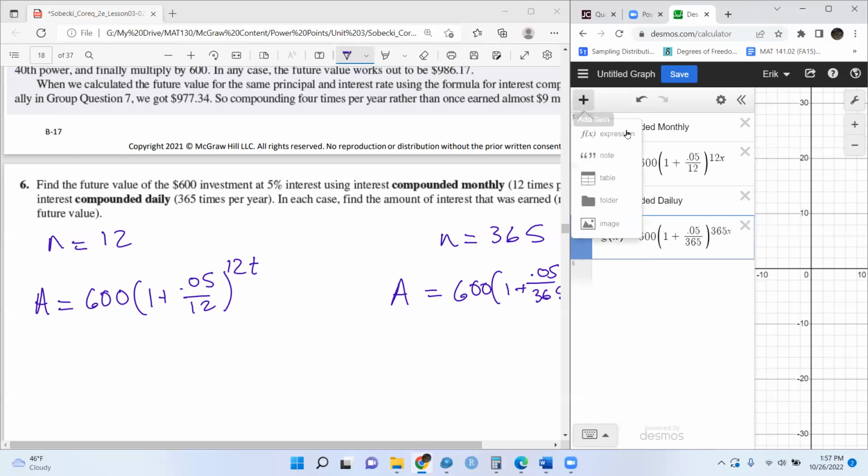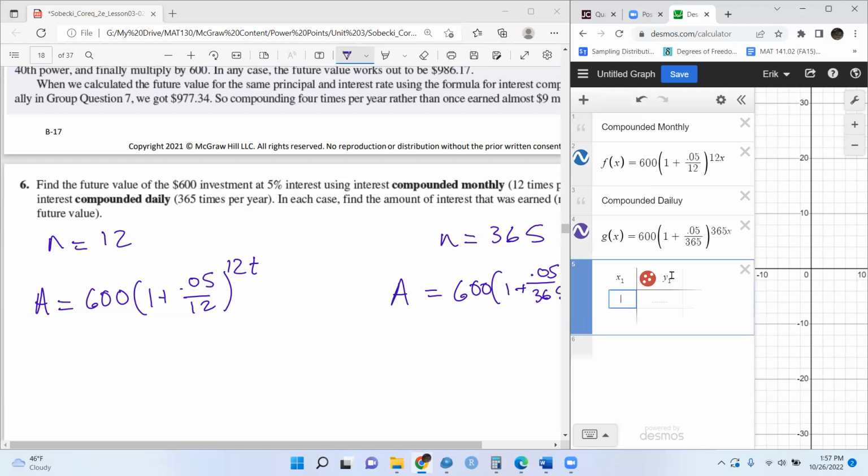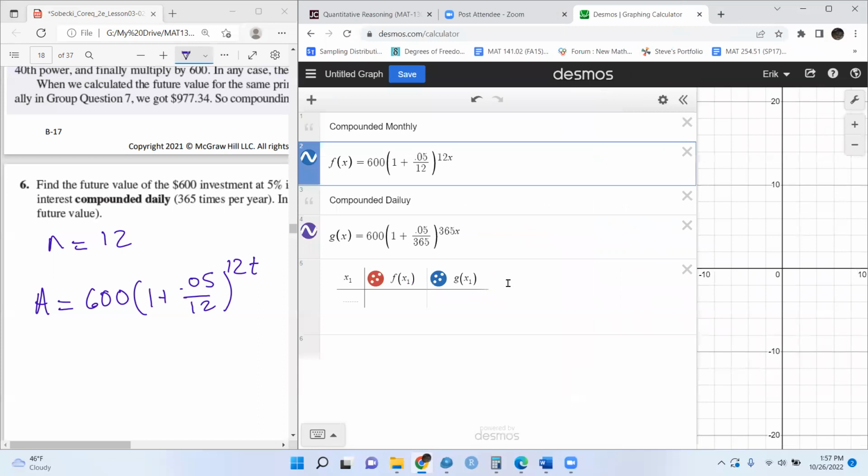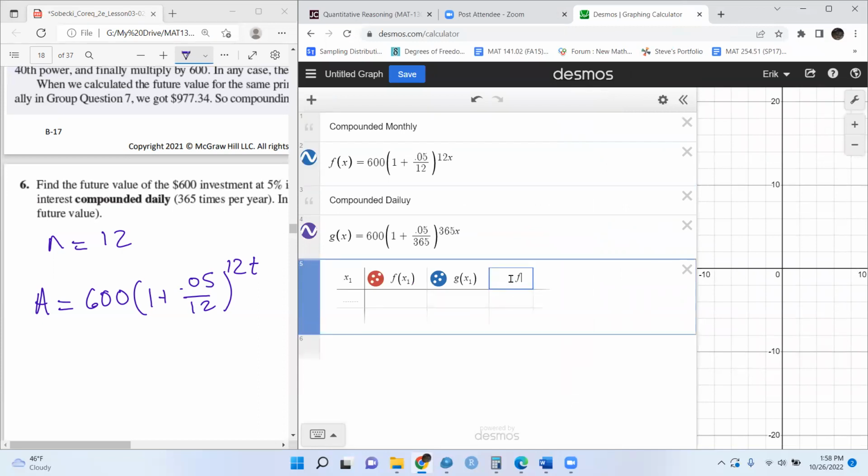And then I'm going to create a table. We're going to do f of x1, g of x1, and then I think I also want to do the subtraction. Well, actually, the g of x is going to get us a little bit more money. So let's make it so it's positive. Let's subtract the f of x from the g of x. So we wanted to know how much is it after 1 year. Well, it's 6 cents extra in 1 year.